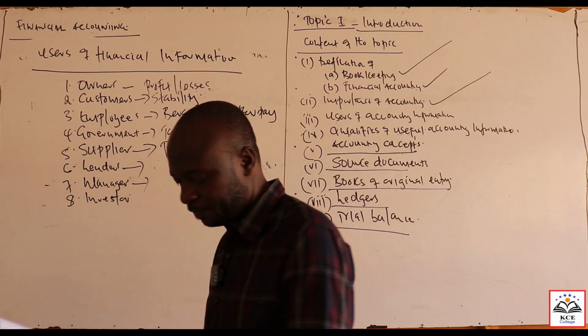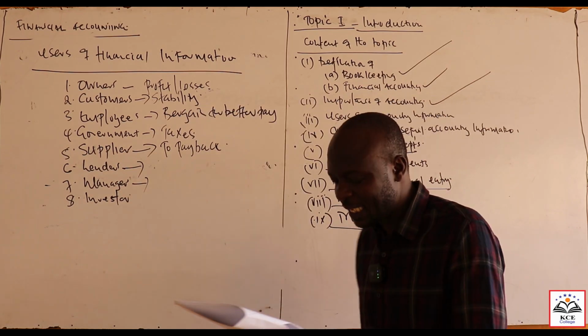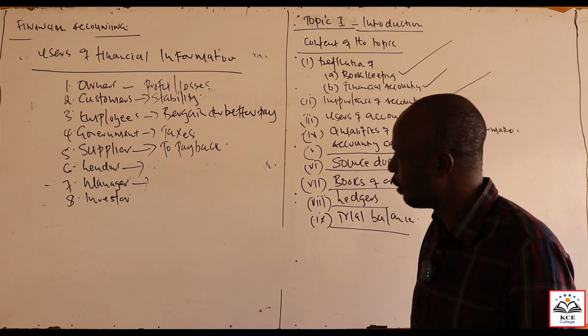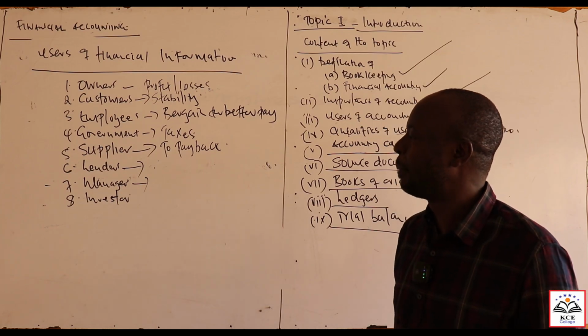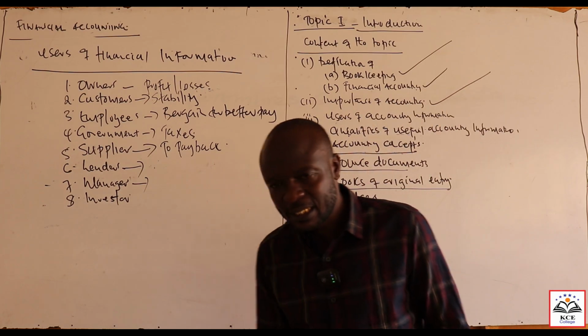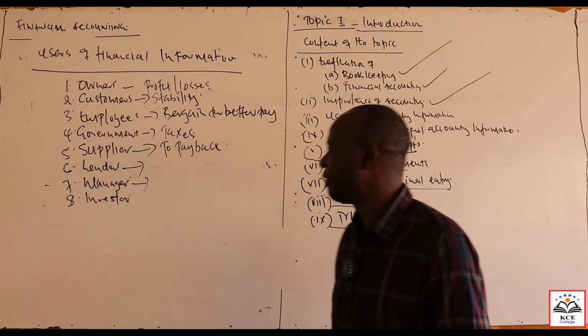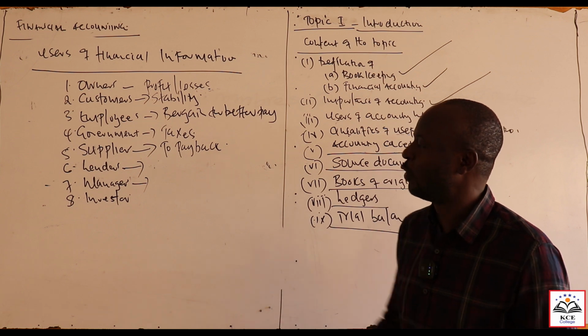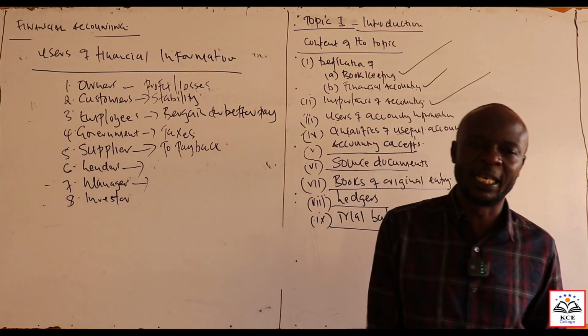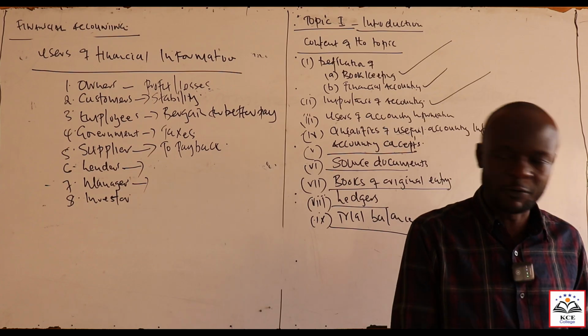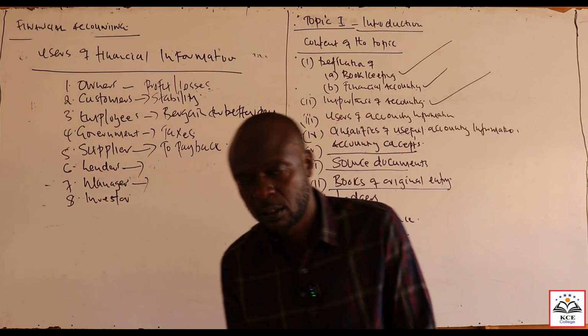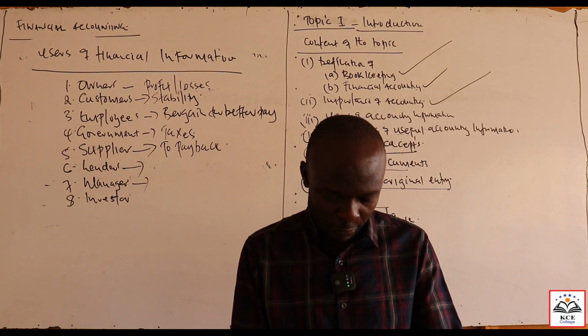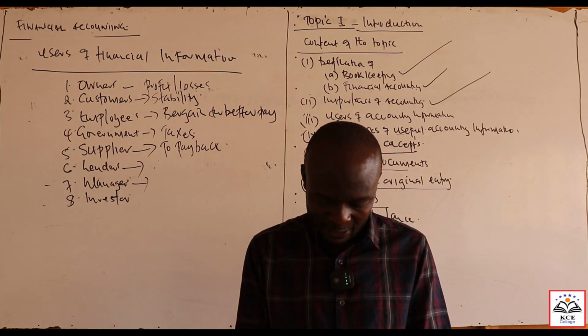Then managers. Managers are involved in the day-to-day running of the business. A manager plans, coordinates, does staffing, and so forth. So for them to be able to do their work properly, for example to plan, they have to have the financial information. It facilitates their work of management.